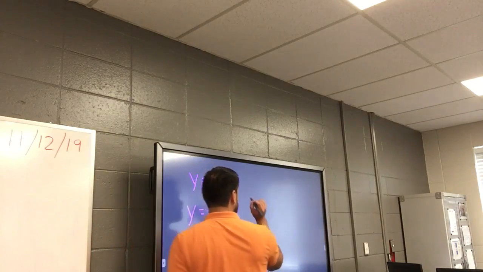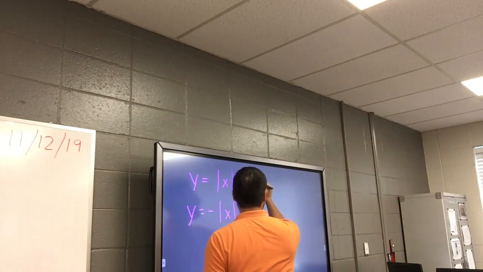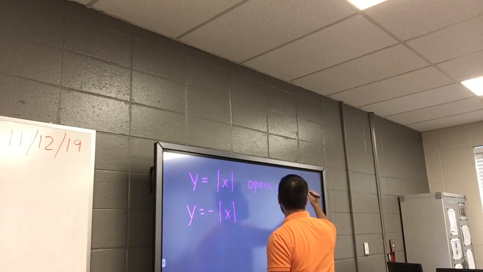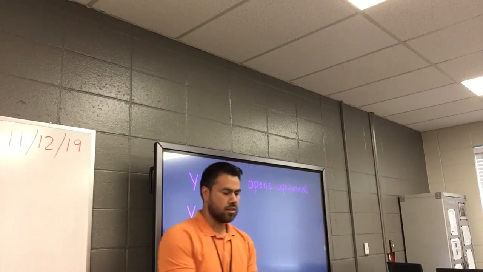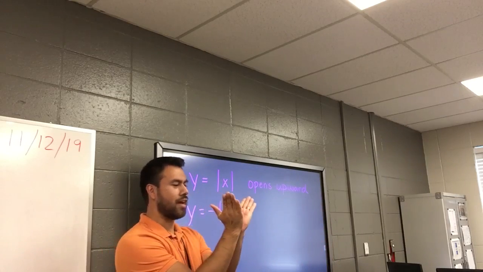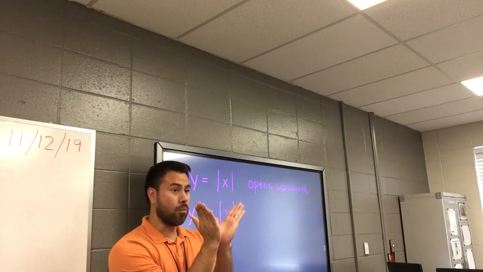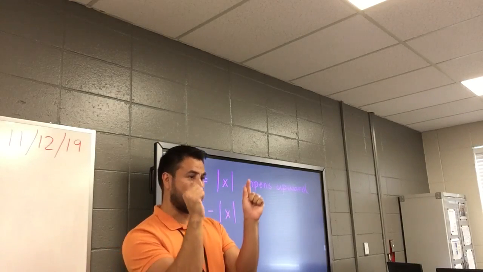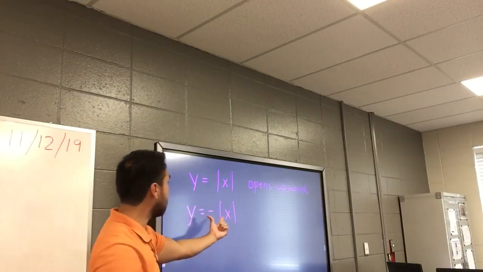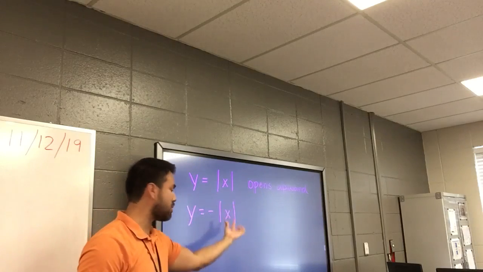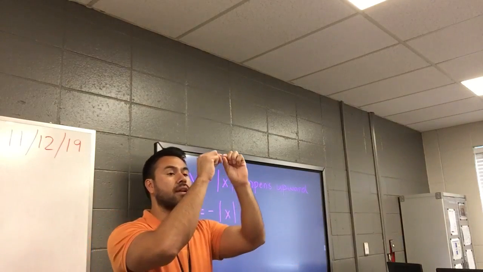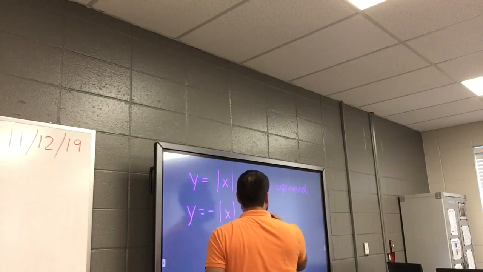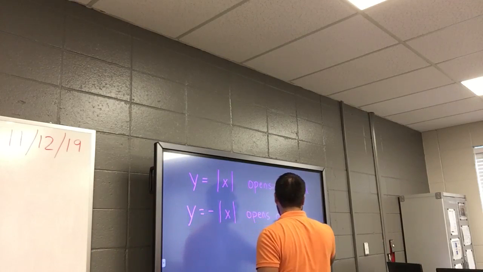We say that the V graph opens upward. You're like, what are you talking about? Just do the V in your mind, or you could do it with your hands. Isn't it opening upward? Isn't it like it starts down here and it opens upward? So if you have it in this other format, y equals negative absolute value of x, where does it open? Downward. So you say this one opens downward.